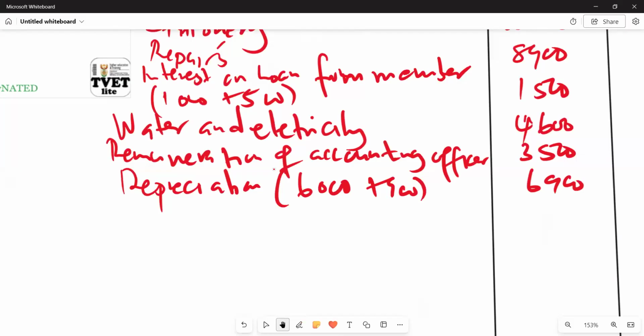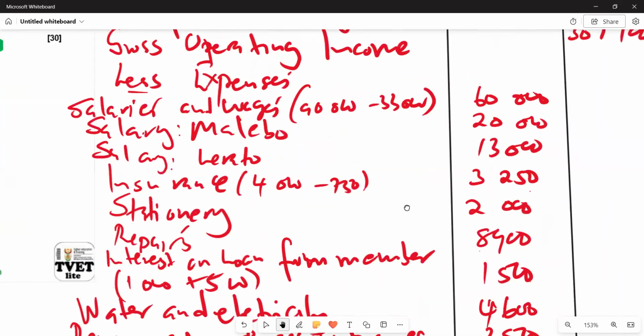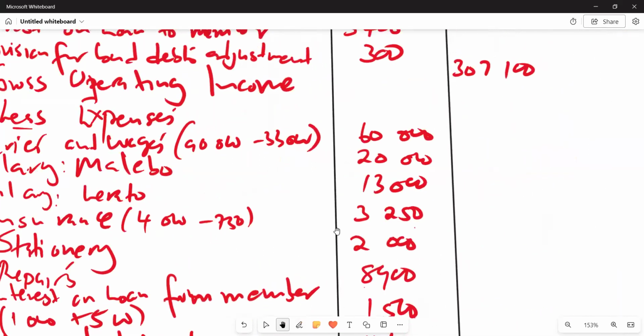So we have exhausted everything in terms of our expenses. Now we can add there all the expenses that we have, starting from 6,900 plus 2,500 plus 4,600 plus 1,500 plus 8,900 plus 2,000 plus 2,250 plus 13,000 plus 12,000 plus 60,000. And then the total that you're supposed to get for the total expenses is 124,650.